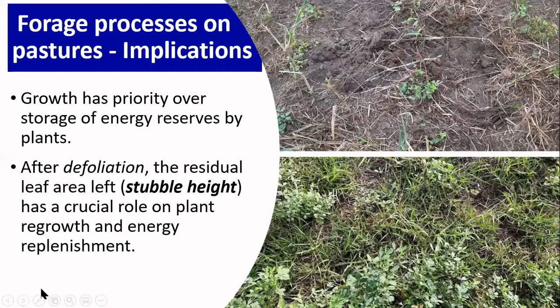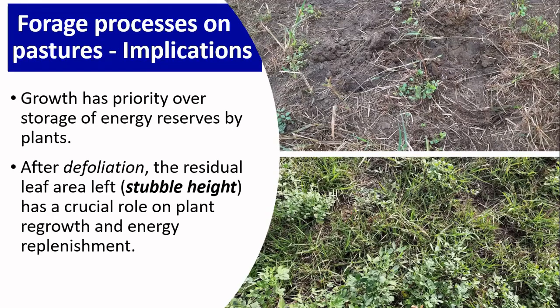So again, one of the implications when we're looking at those processes is that growth has priority over storage of carbon as energy reserves. And for this reason, one of the major implications of overgrazing is the depletion of plant reserves, which leads the stand in general to thin out and plants to actually die over time.